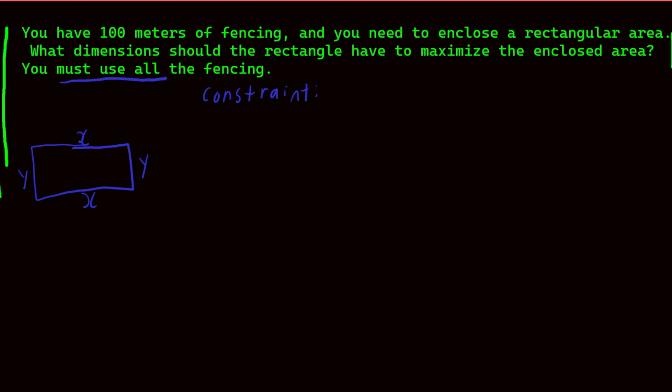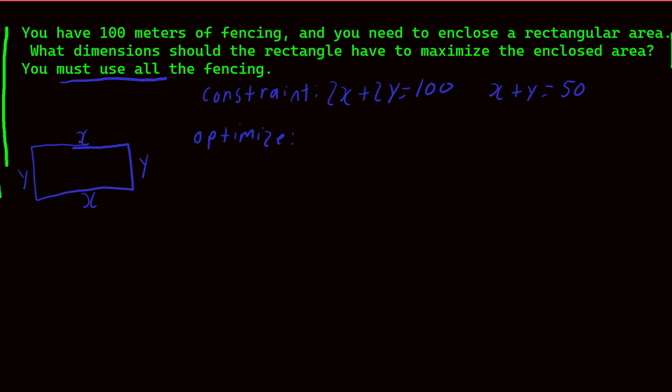So if I must use all the fencing, that means our perimeter has to equal 100, right? 2x plus 2y equals 100. I'm just going to simplify this down to make it a little bit easier. X plus Y equals 50. Now to the optimization part, optimize.